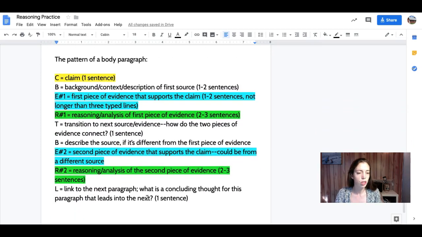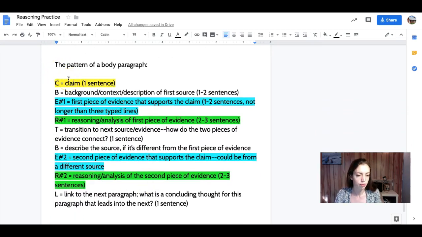Okay, then, just so you know, the pattern of a body paragraph, okay? Your claim is your first sentence. Then you've got to have your background, context, or description of your first source. Now, this is only 1 to 2 sentences. Try to squeeze it just into 1 if you can. And if you're using a source for the first time, that's where you give just a brief summary and overview of that source. Then you use your first piece of evidence, like I did above, right? Then you have your reasoning, which is 2 to 3 sentences. Notice I've got the amounts here. Then you transition into the next source and you repeat that pattern.